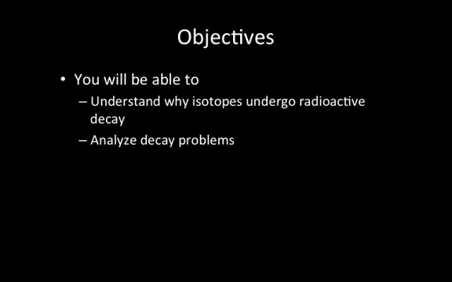Our goals today: you should be able to understand why certain isotopes undergo radioactive decay and why some don't. Then we're going to analyze some decay problems. Hopefully, you'll be able to take a reactant, know what type of decay it undergoes, and then showcase that decay and fulfill a radioactive isotope chemical reaction. We'll look at that and show that a little bit later on.